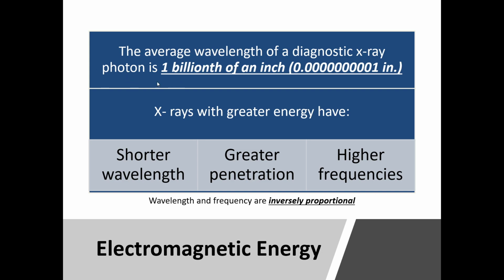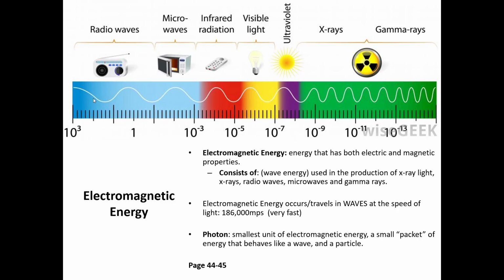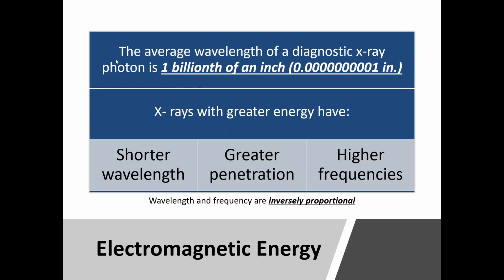So the average wavelength, talking about these right here, this is a long wavelength. These are very short wavelengths. It means the distance between here and here. The average wavelength of a diagnostic X-ray photon is 1/billionth of an inch, so very, very short. And that means an X-ray has high energy when it has short wavelength.